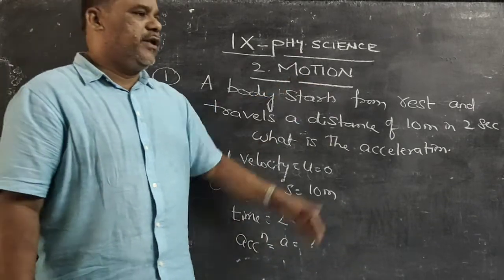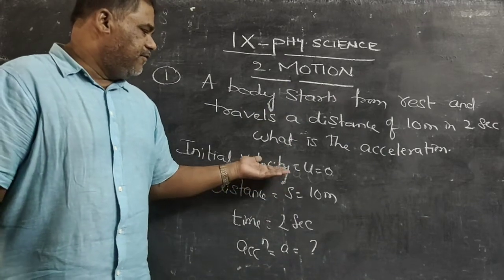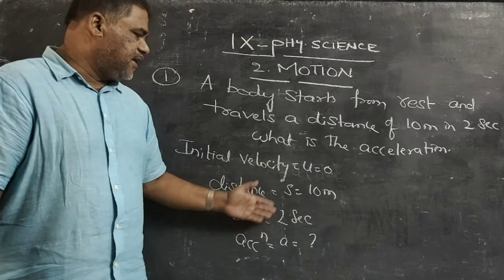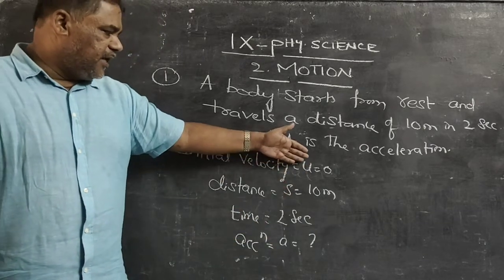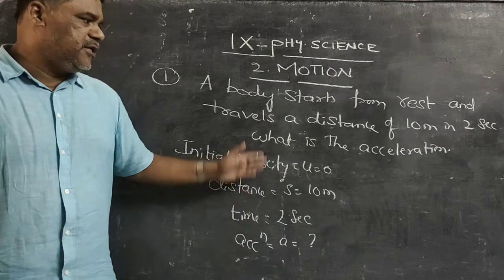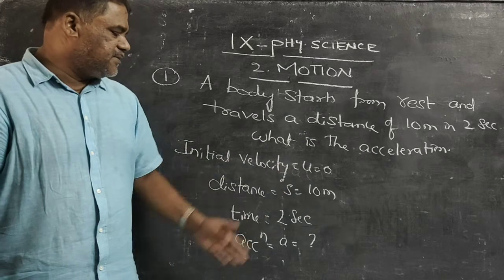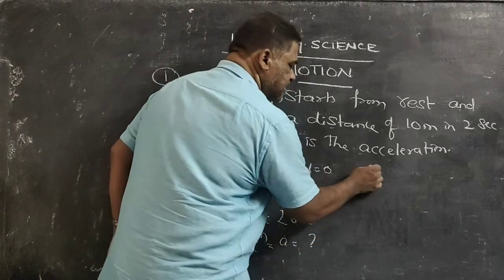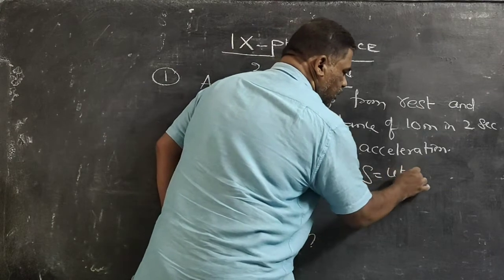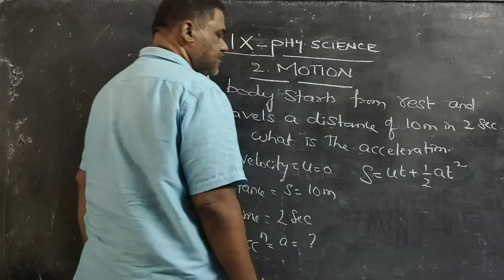Now we derived 4 equations of motion. So among those 4 equations, in which equation these quantities are there? U, S, A, T. The equation which is involving only these 4: final velocity is not there, initial velocity is there, displacement is there, time is there, A we have to find. So the equation is S is equal to UT plus half AT square. Let us take this equation.